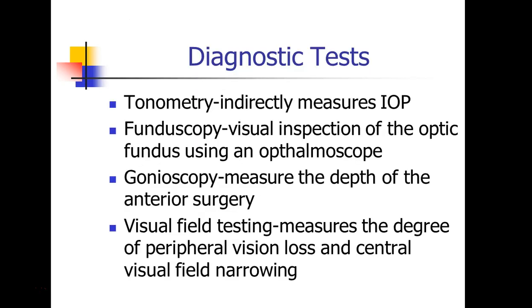Diagnostic tests, this is just FYI for you to know. Tonometry indicates you have tests that measure the intraocular pressure. You have some tests that inspect the optic fundus of the eye and measure the depth of the eye. The other one measures peripheral vision loss and central visual field. And they do that at the eye doctor. And then sometimes they will also do it when you're in the hospital or for checkups if need be, if they're going to have surgery.